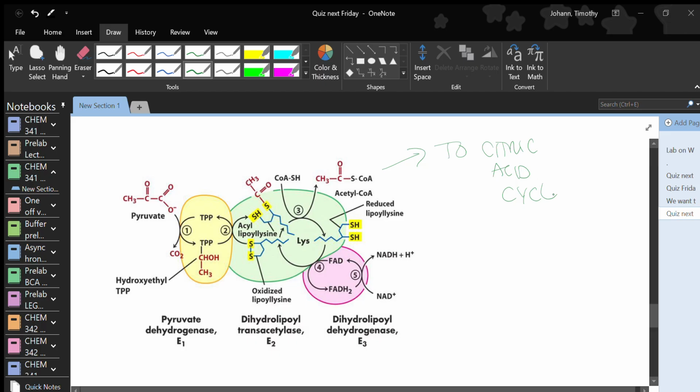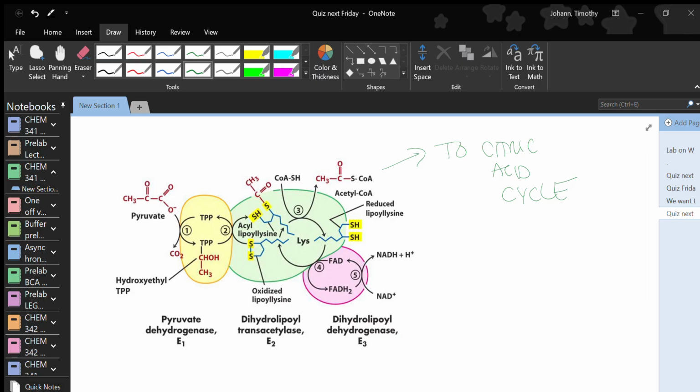How is this favored evolutionarily? It seems so overly complex. So it is complex, but especially how it's favored is everything's being handed off. So it's more efficient in that we don't make a hydroxyethyl group that's floating around in solution, right? And then it has to diffuse back into the next enzyme.